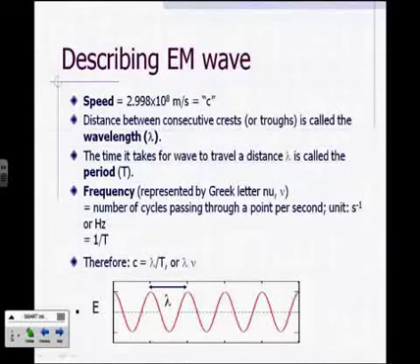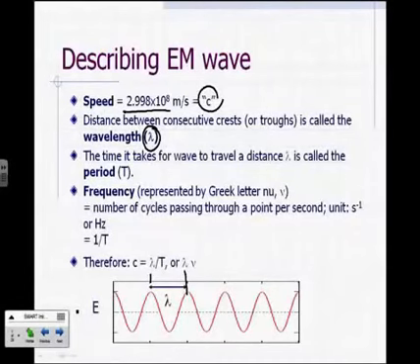All right, so the speed at which an electromagnetic wave travels is 2.998 times 10 to the 8 meters per second. That's given the symbol c. That's the speed of light. The distance between consecutive crests is, for each repeating cycle of the disturbance, the distance the wave travels is called the wavelength. So the crest-to-crest distance or the trough-to-trough distance is lambda. The Greek letter lambda is used to represent wavelength.